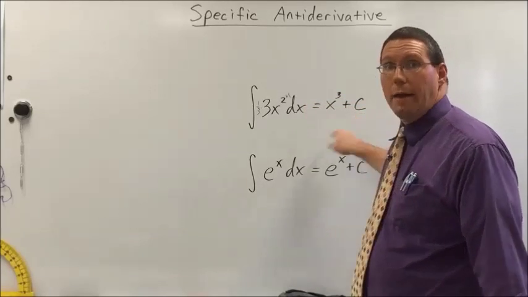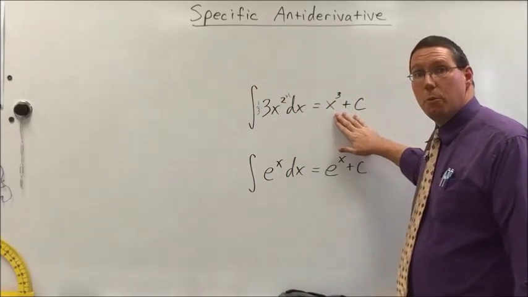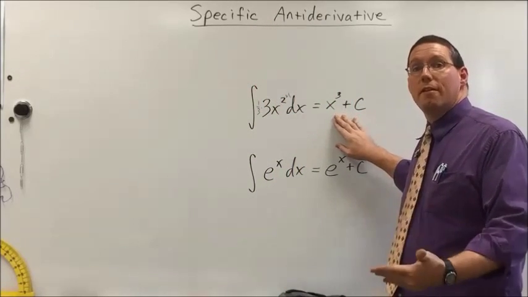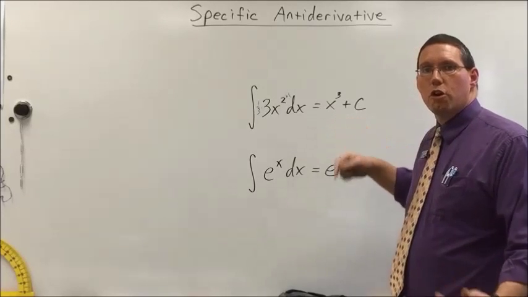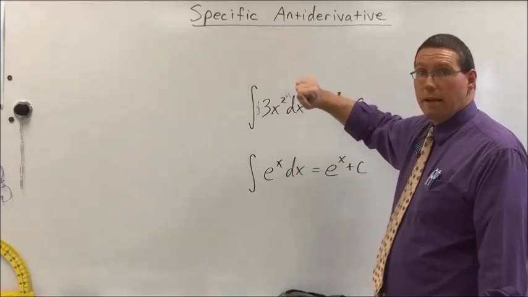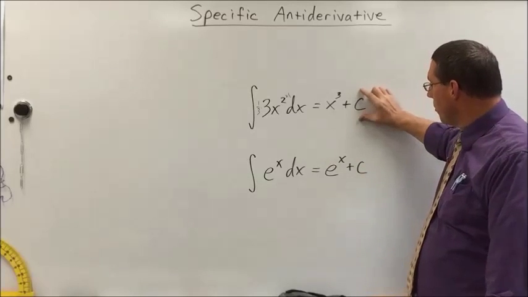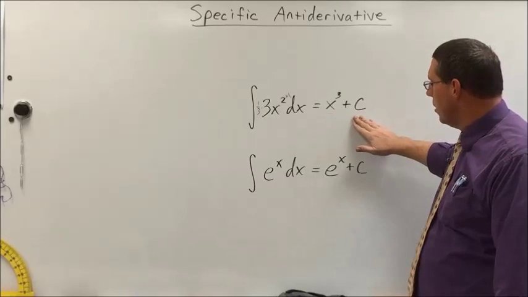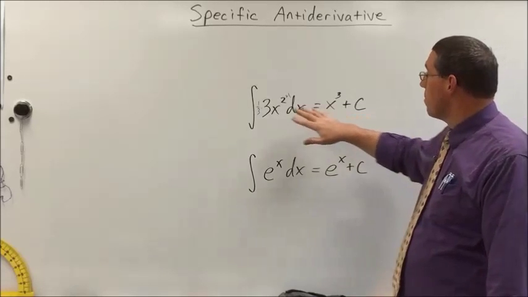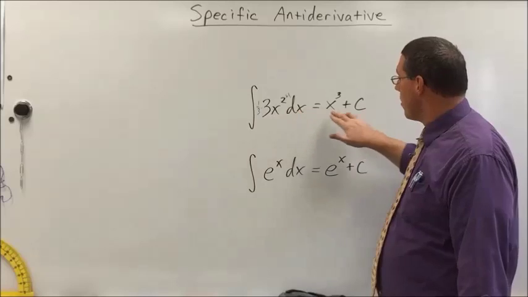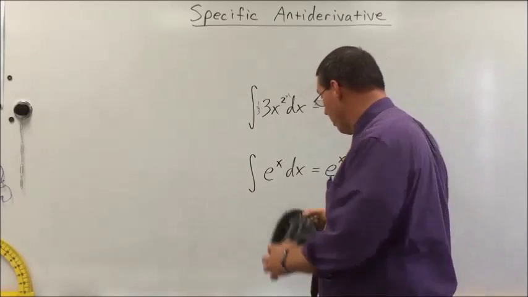But in order to do that, you have to be given information about this function. Basically, you have to be given an input and an output value for this function in order to solve for the specific antiderivative. Technically, you're first solving for c, and then you're putting c into the formula. So if we found, for example, that c was equal to 14, then we would know that the specific antiderivative is x cubed plus 14. That's what we're going to do today.